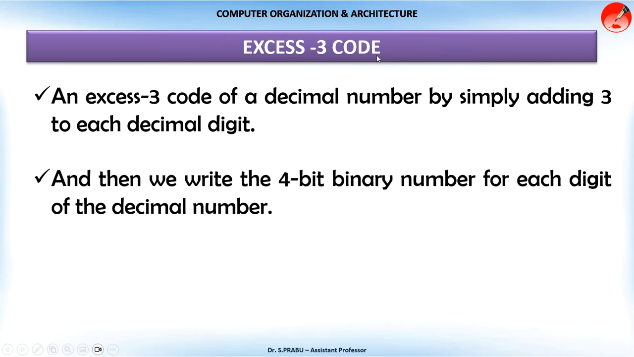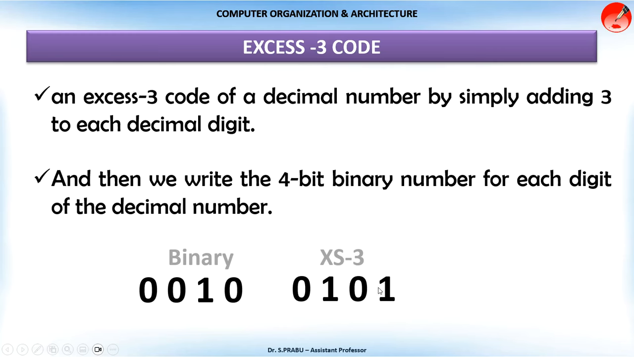First, see what XS3 code is. You just add the value 3 to the given binary number, and that is called XS3 code. Suppose the given binary number is 10, the equivalent decimal value is 2. If you add 2 plus 3, you get 5. So write the equivalent binary value for 5. This is called the XS3 code for the given binary number.